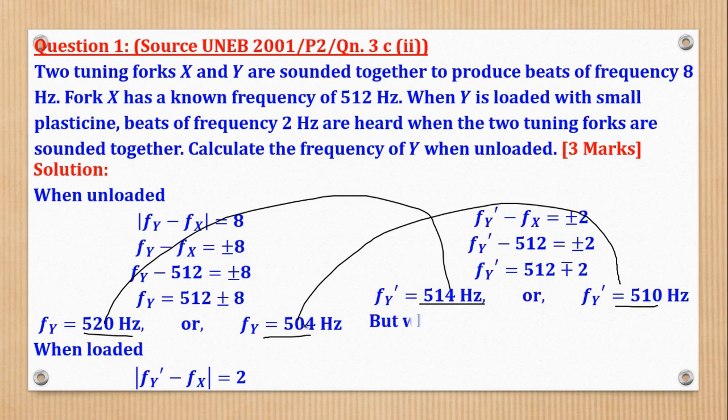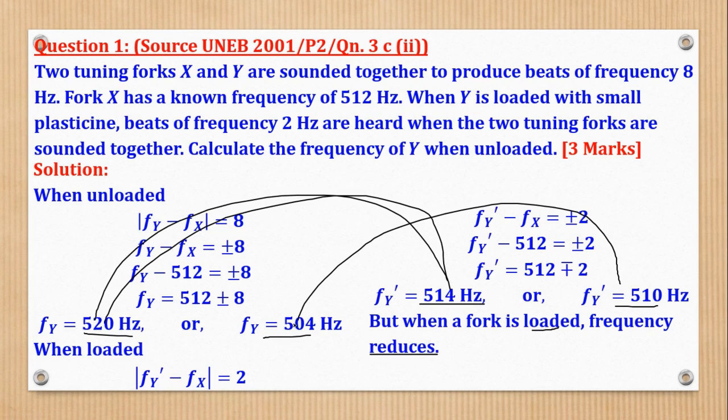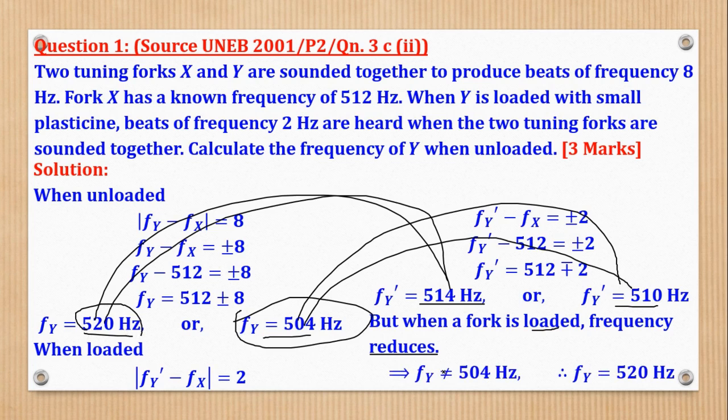So from there we shall remember that when a tuning fork is loaded, frequency must reduce. So of this pair, this and this, frequency reduced. Of this and this, frequency increased, meaning that this one is not required and this is the required frequency. So you come and conclude that Fy cannot be 504, therefore it is 520.